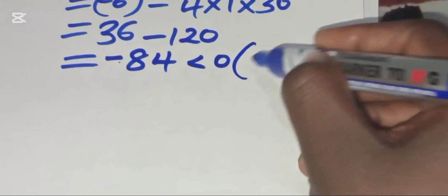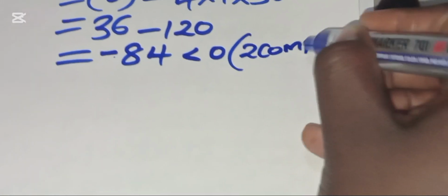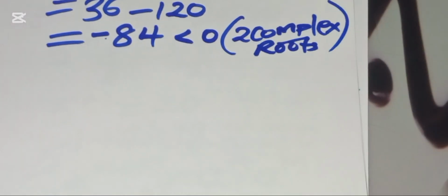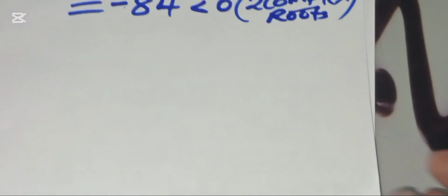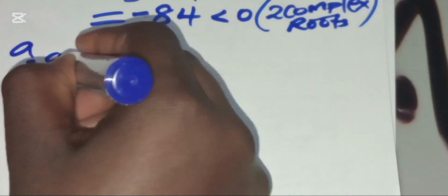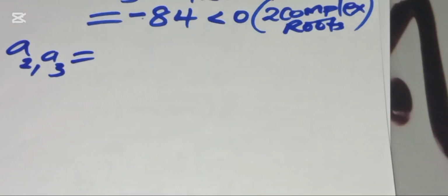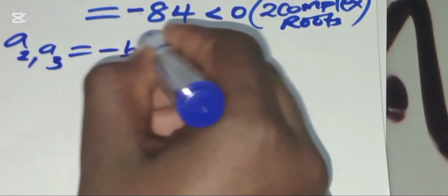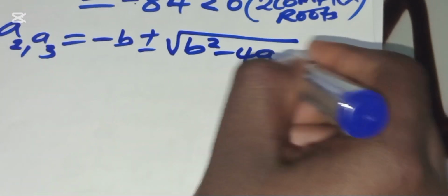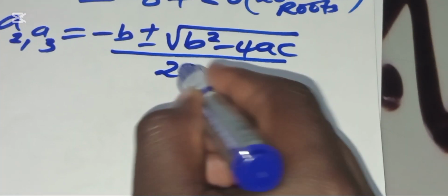And that shows that we have two complex roots. All right, two complex roots. So for us to solve for these complex roots, that is a2 and a3, we apply the quadratic formula, which is negative b plus or minus the square root of b squared minus 4ac, divide all this by 2a.